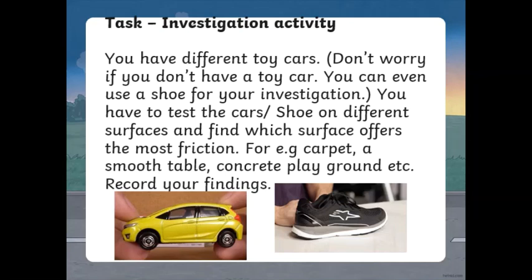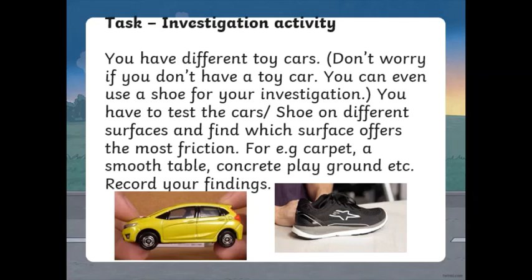Now, for your task, you need different toy cars. Don't worry if you don't have a toy car at home. I'm sure most of the children will have one, but even if you don't, you can use a shoe for your investigation. You have to test the cars or the shoe on different surfaces and find which surface offers the most friction. For example, first try on a carpet and see how fast the shoe or the car moves. Then try it out on a smooth table. Then maybe a concrete playground, or you can go in your garden and try it there.